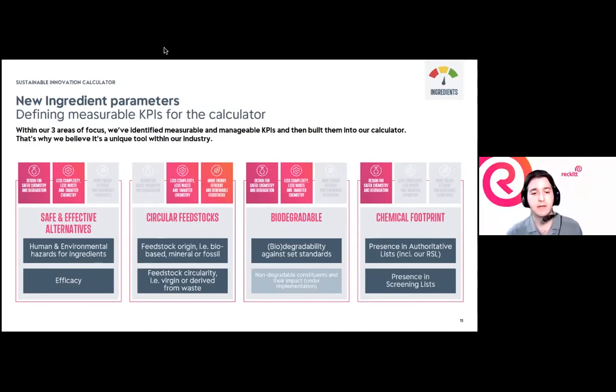The second pillar is around circularity and feedstocks. And we're looking here at both the origin of the feedstock. Is it bio-based? Is it mineral? Is it fossil? But also the circularity. So is it virgin material or is it derived from waste?